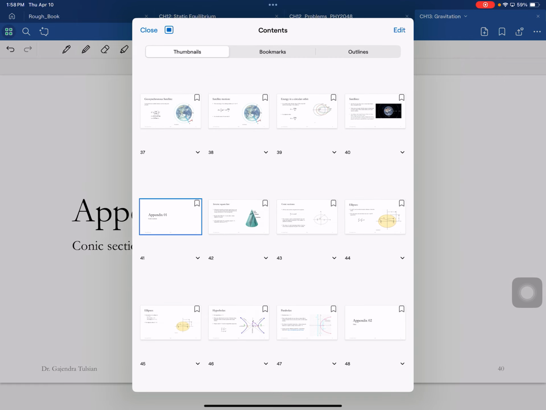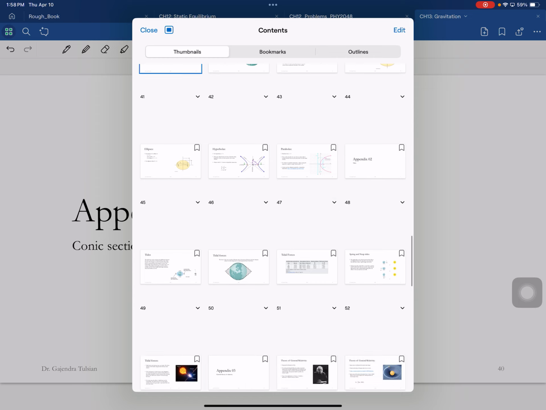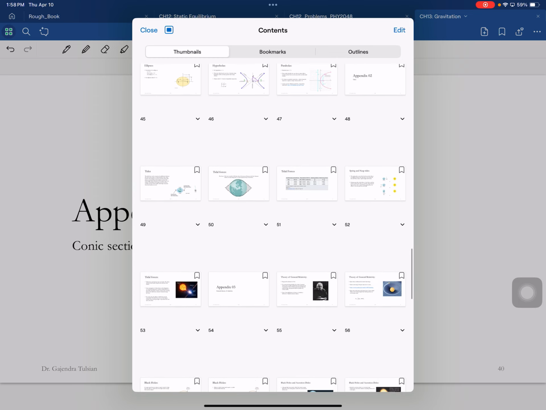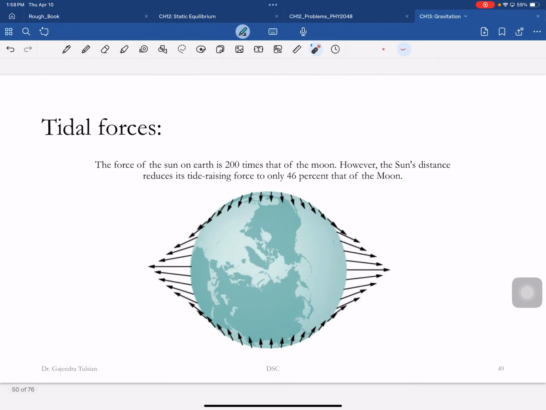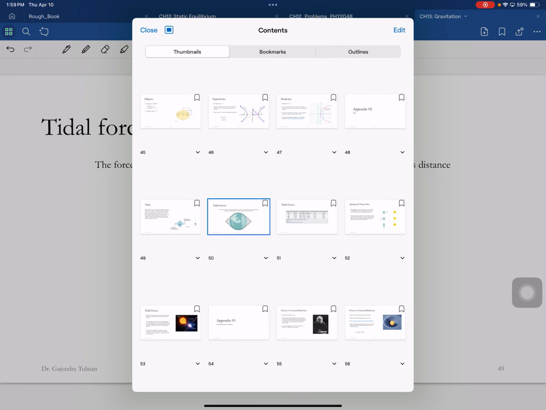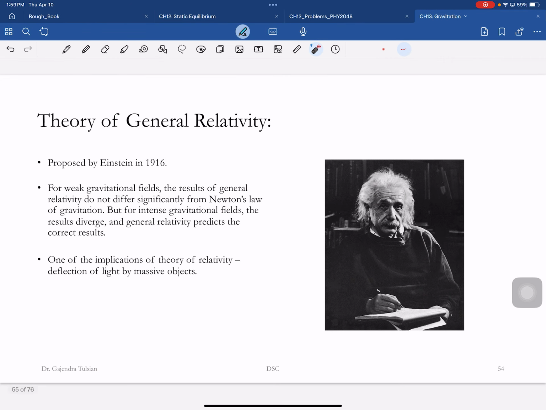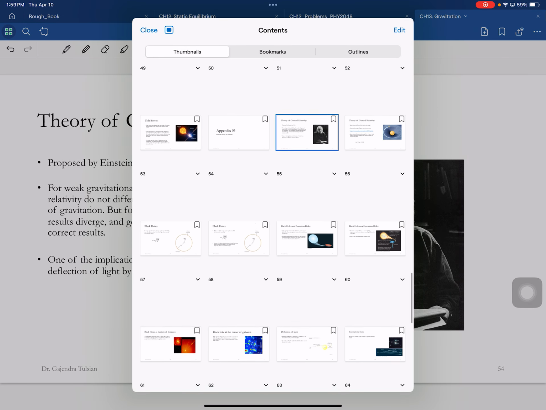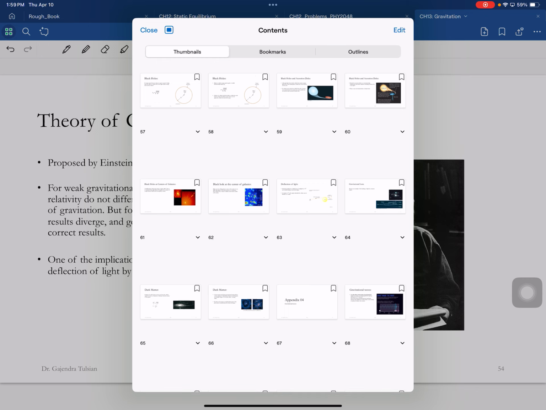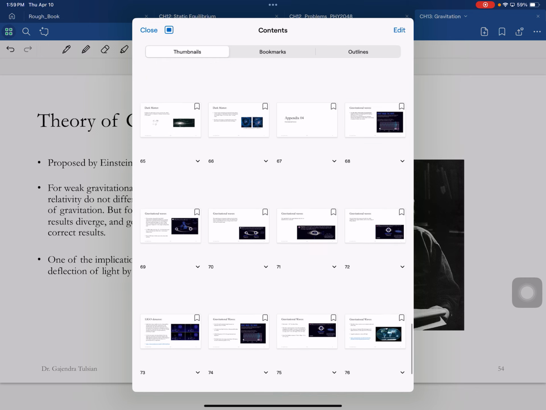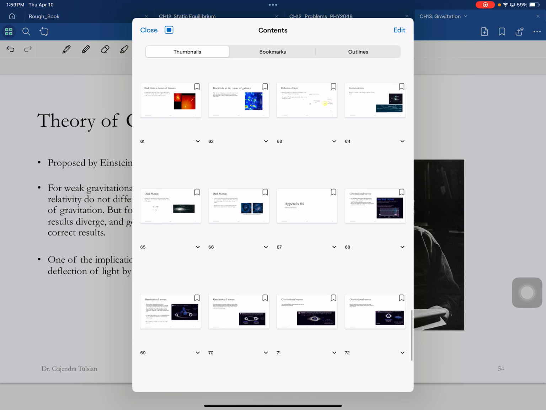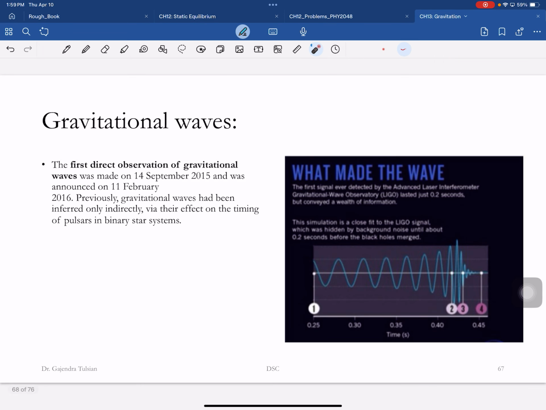I can tell you about some stuff. Here are three interesting topics. I can tell you about tides. We can talk about the theory of general relativity, so that would cover dark matter and all that. Or I can talk about gravitational waves. We'll spend 5 minutes on each one of those topics. What is it that you want to hear about?